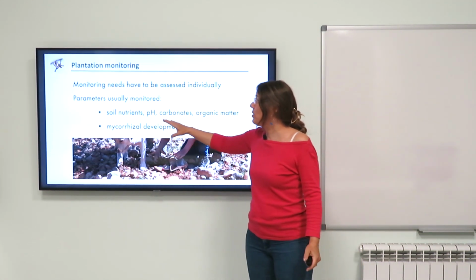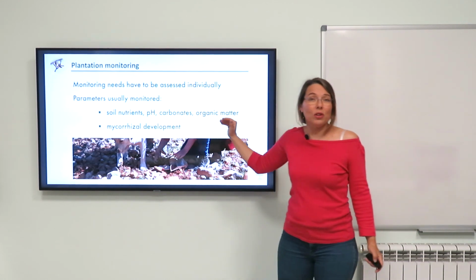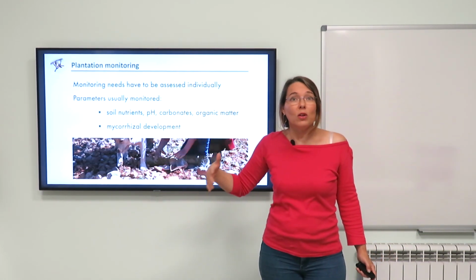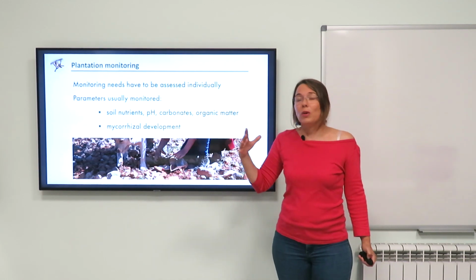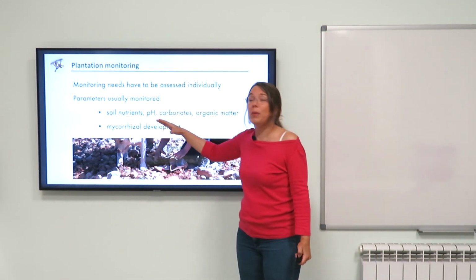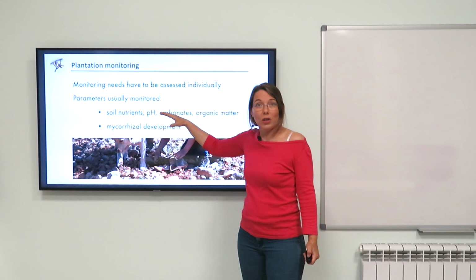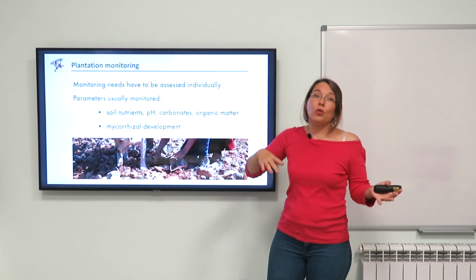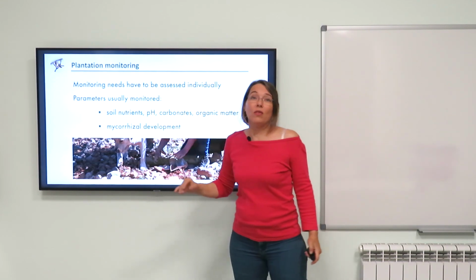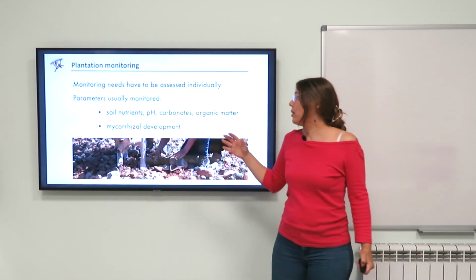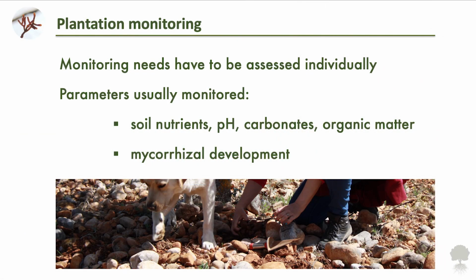But in your countries, your soil parameters are different. A lot of times you don't have carbonates. A lot of times you have high levels of nutrients or very low, and it's normally recommended, depending on your soil study, to monitor the parameters every year, 2 years, 3 years. And then mycorrhizal development. You may think that your mycorrhiza is going to develop perfectly, but it may not.